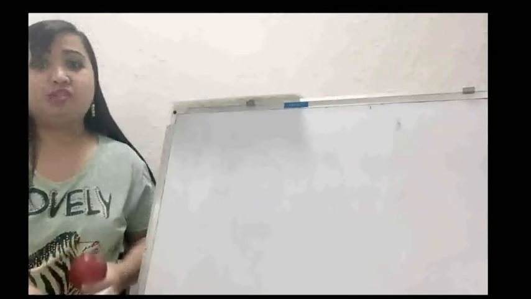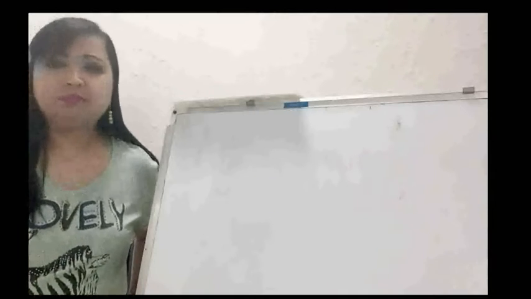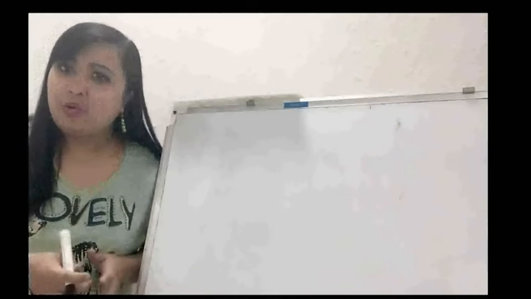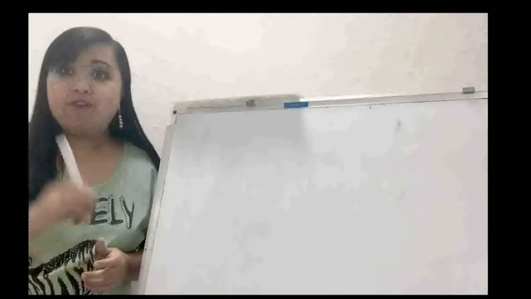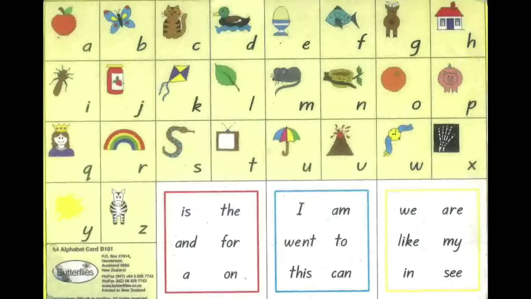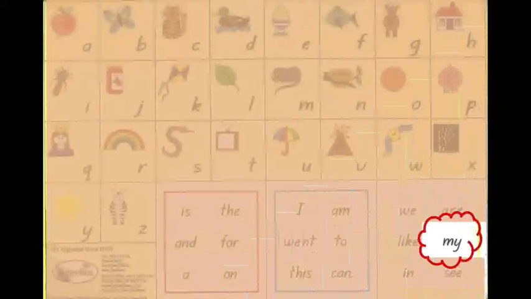Now, what is the first word that we need to write? That's right, the word my. Isn't this our word work? If you know how to write it, go ahead and write it now. If you need some help writing the word my, go use your butterfly card and look for the word my inside your yellow box. Find the word my inside the yellow box.